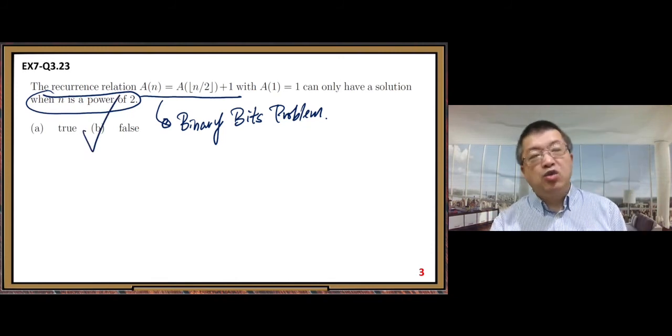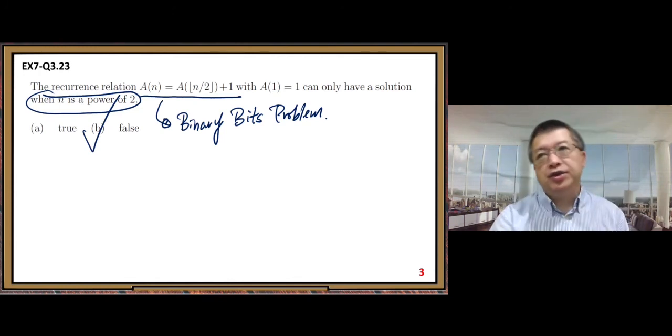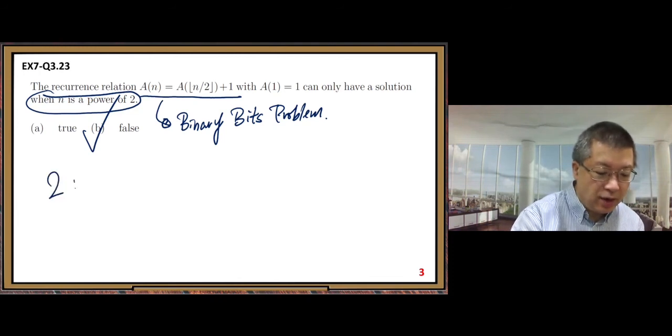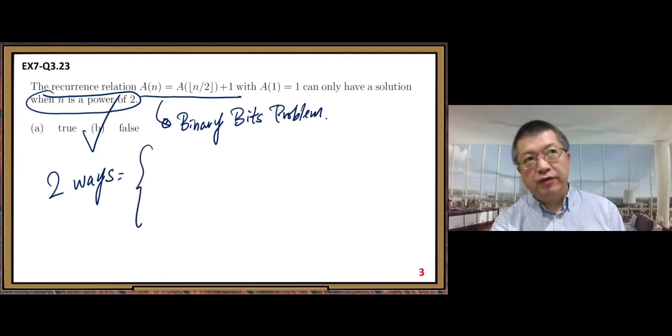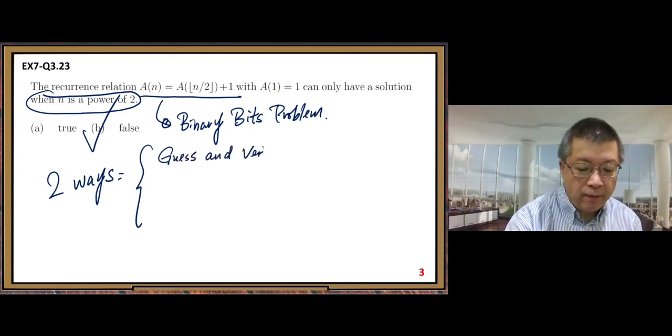Because we know when n is not power of 2, we can still find a solution. So in our lectures, we did it. We solved it. To do it, there are two ways. Here, I just review a little bit. Two ways. The first way, guess and verify. Okay, guess and verify method.